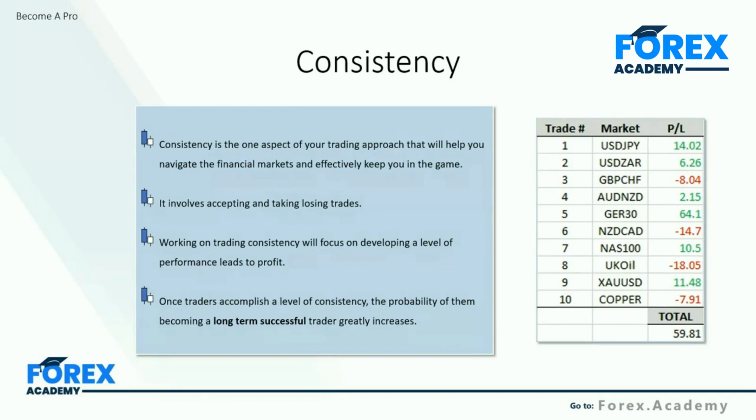So we're not only trading 10 trades in US dollar currency pairs. We've got a US dollar yen, we've got a forex pair with the dollar ZAR, we've got a pound Swiss, the Aussie New Zealand, we've got the German DAX, an equity index, we've got New Zealand CAD, the Nasdaq 100, which is a US equity index, we've got Brent or UK oil, we have gold, and then we have copper, again, two completely different metals. So diversification is key, of course, in trading different asset classes.